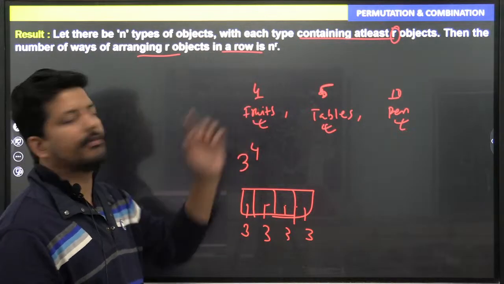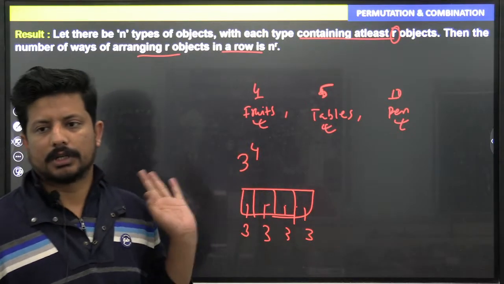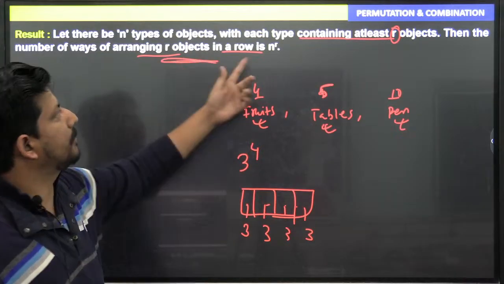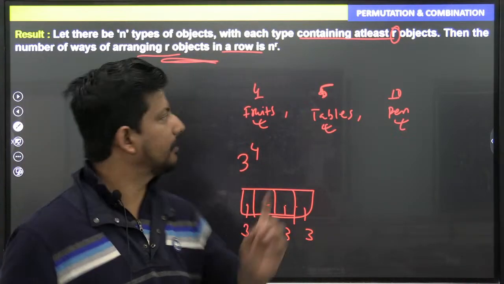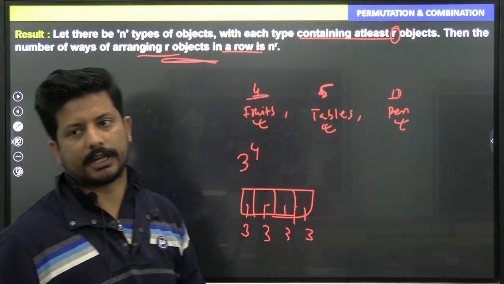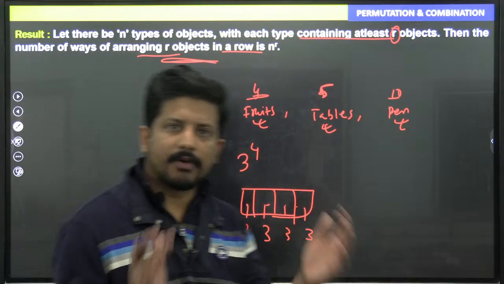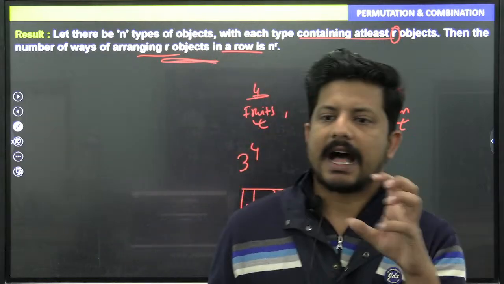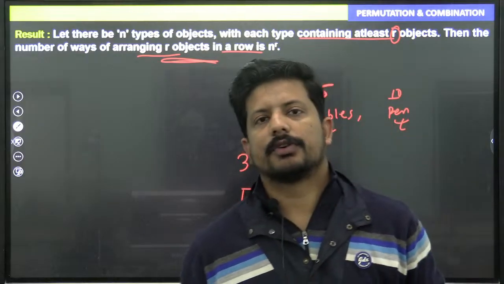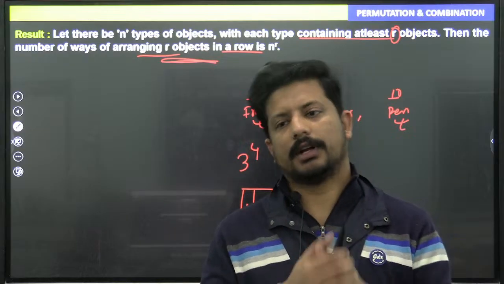Because we have at minimum 4 fruits, fruit is not exhausted. If you fill fruit and fruit, then fruit is not out of stock, because we are only arranging r objects, which is the minimum from each. At least means the minimum; here 4 is the minimum of these three types of objects. Hope you are getting what I am trying to say. If you have n types of objects with at least r objects of each kind, and you are arranging r objects in a row, that is n power r.